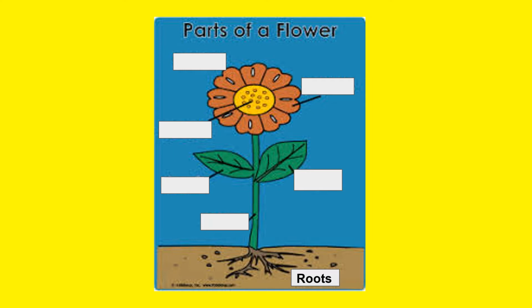The next thing is that green stick or stem. The stem of the flower is right above the roots. The stem is like a straw. It helps take in the water and the nutrients that the roots are giving it and send it through the flower. Let's move our finger up to the next part of the flower. Those are the leaves.